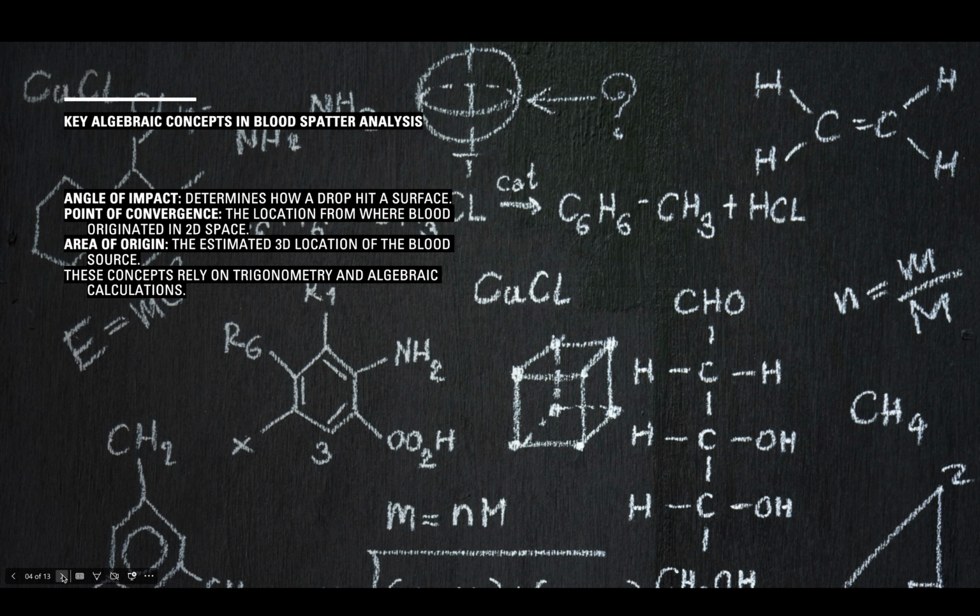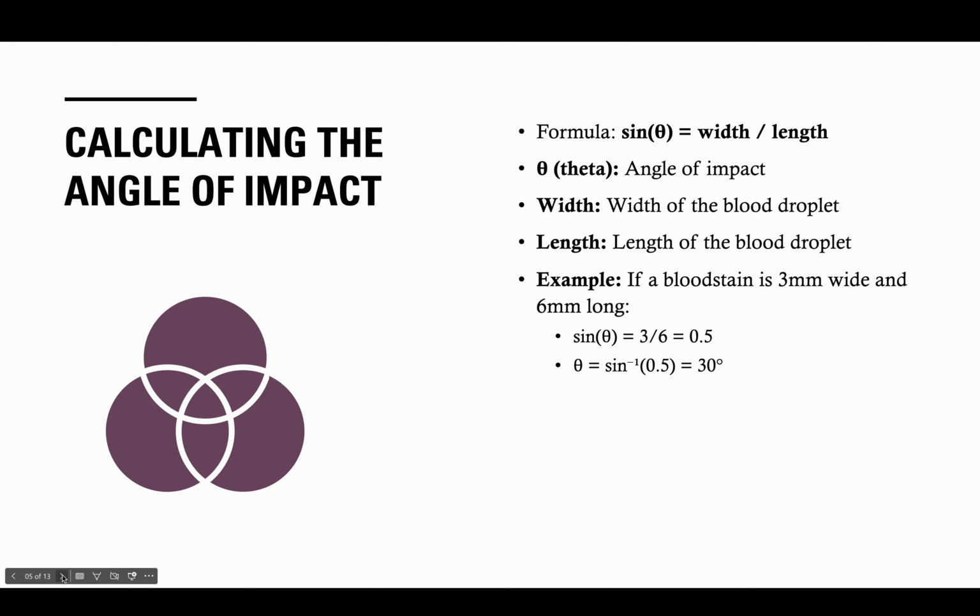So there's a lot of math behind the whole process. There's angle of impact, point of coverage, and then the area of origin. And this is how you figure out everything, where it happened and how it happened and where it started. And I took a college course in high school, and we used the sine and tangent, which I also learned in high school. We used that to figure out the angle of impact.